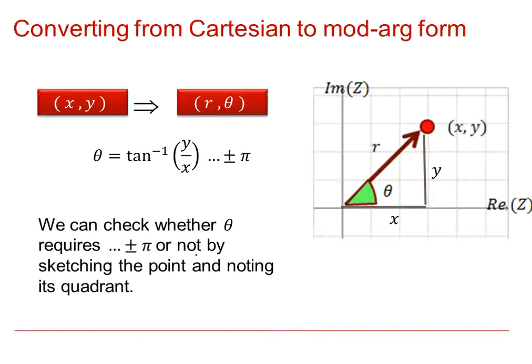We also need to find the argument of the complex number. We need to be a little bit more careful with this one. The formula is theta equals tan minus 1 of y over x. So we're looking for theta in this triangle, tan minus 1 of y over x, but occasionally you'll need to plus or minus a pi. We can check whether theta requires a plus or a minus pi or neither by sketching the point and noting its quadrant.